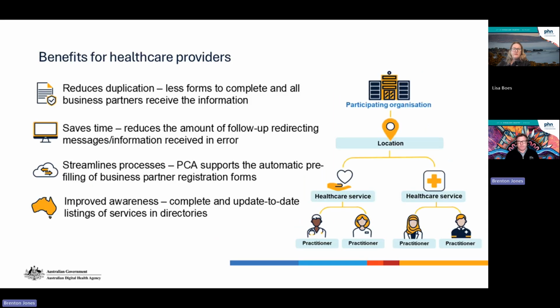So what are the benefits? It reduces duplication, less forms to complete, and all business partners receive the information at the same time. Saves time, reduces the amount of follow-up, redirecting messages, information received in error, that sort of thing. Streamlines processes for you, so it supports the automatic pre-filling, and this is something that we'll talk about a lot moving forward. You'll notice as we go through the step-by-steps, there's very limited free texting. It's trying to use existing information across systems where possible to avoid duplication error.